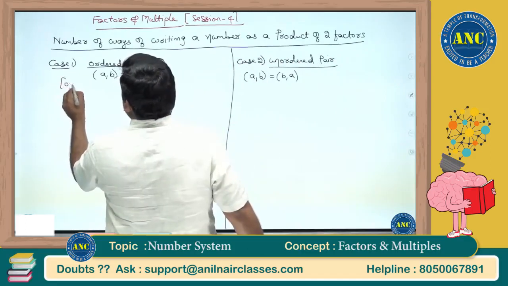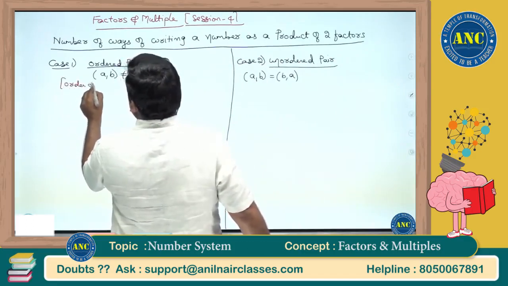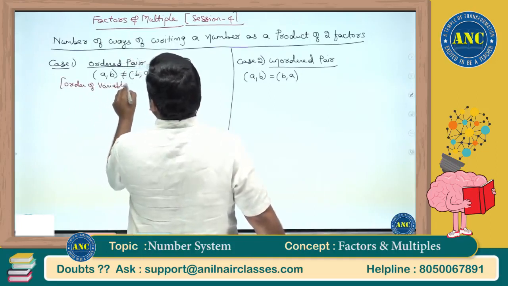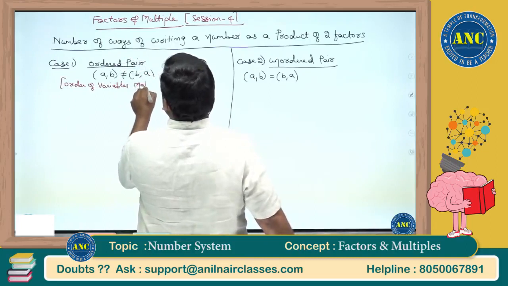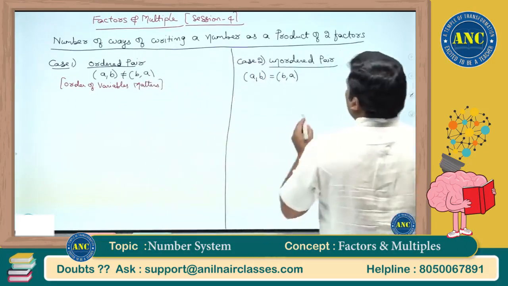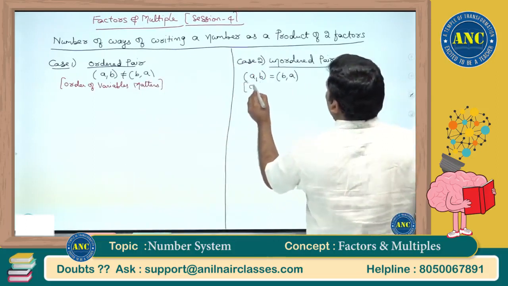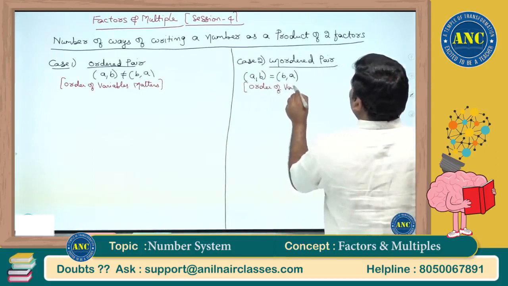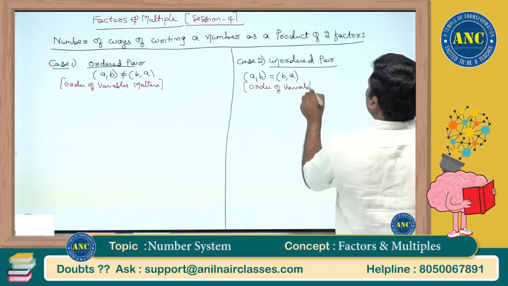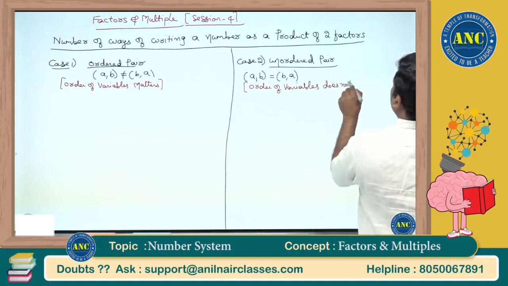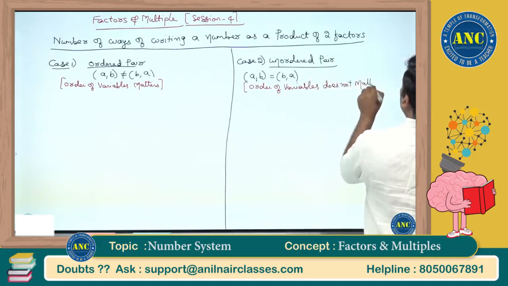In an ordered pair, the order of the variables matters. In an unordered pair, the order of the variables does not matter. Very, very important. Otherwise, you will get confused with this topic.